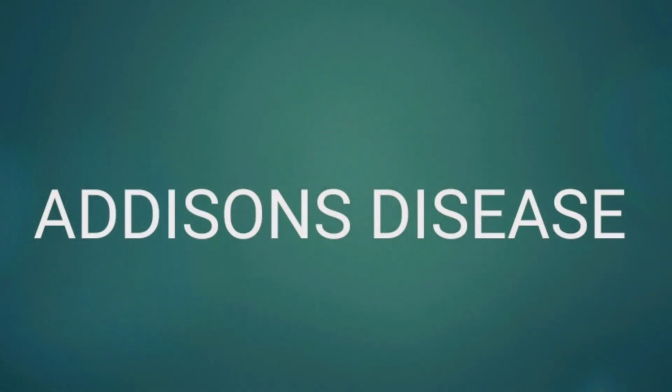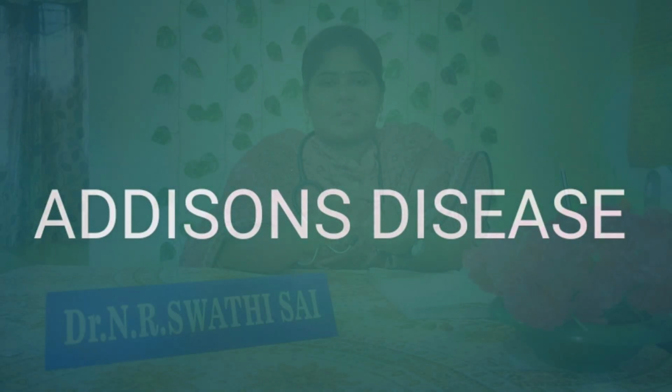Let's discuss another autoimmune disorder, Addison's disease. What is Addison's disease? The causes mainly include primary and secondary. For the primary cause worldwide, the autoimmune cause is the most common, whereas in the Indian setting the most common cause is tuberculosis.